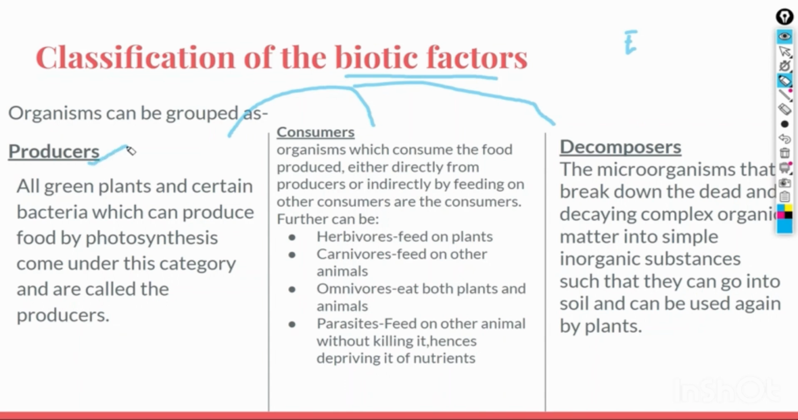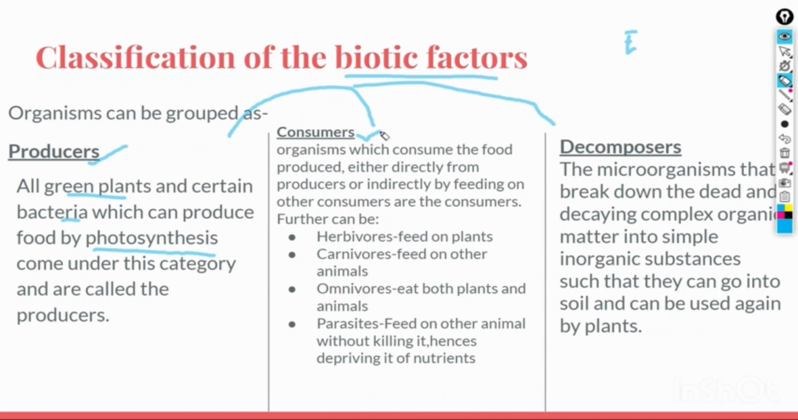So coming to the producers, as the name suggests, producers are the ones which produce. No one in the world except the producers can produce food. Only the producers or the autotrophs can produce food with the help of sunlight. We know that this process is called photosynthesis. So all the green plants and some bacteria which can produce their own food by the process of photosynthesis are called producers. We also call them autotrophs. So all the plants come under this category.